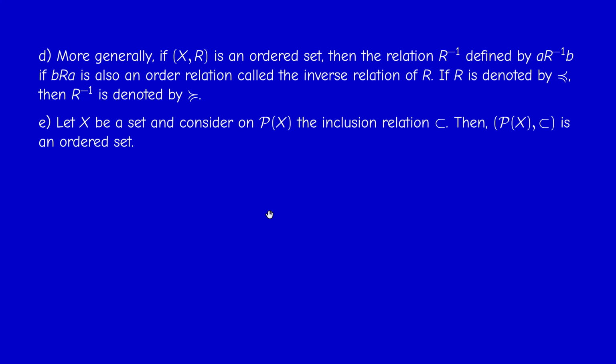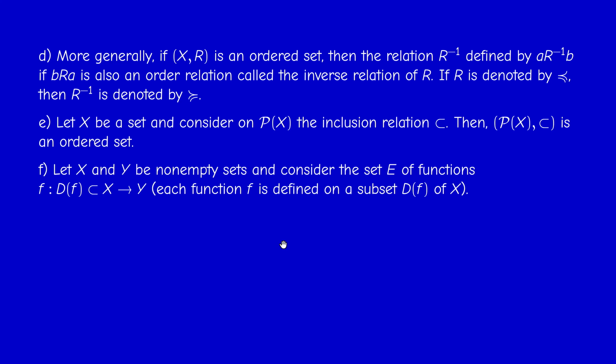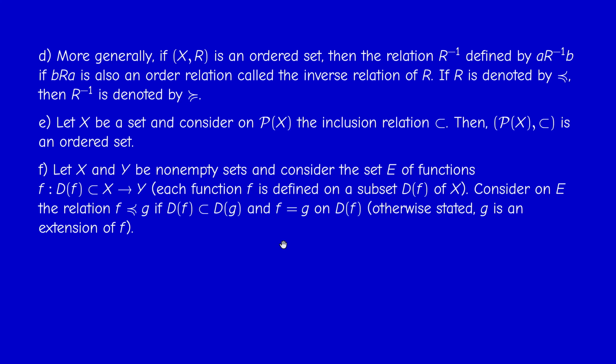Same thing for E. In the inclusion, not any two subsets of X, one contains the other, because you may have two independent sets. So just draw a picture. And same thing for F as well. Not any two functions are comparable, where one is an extension of the other.